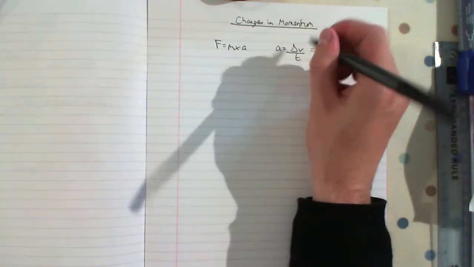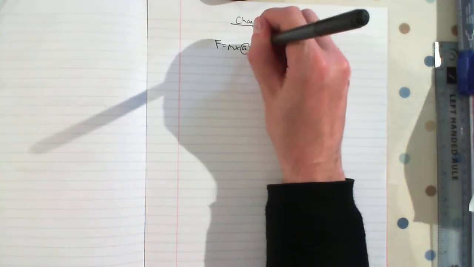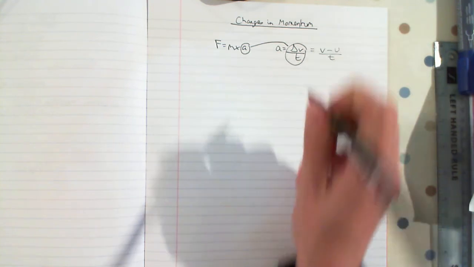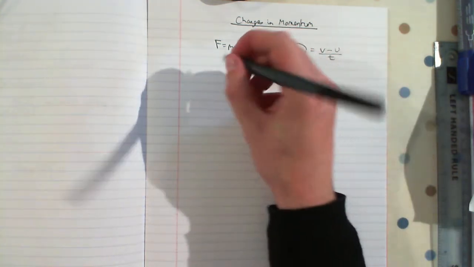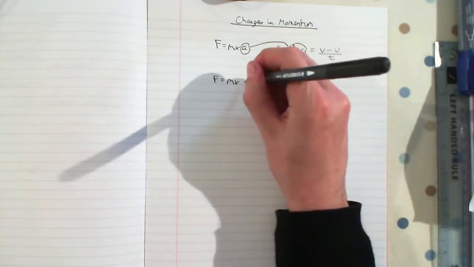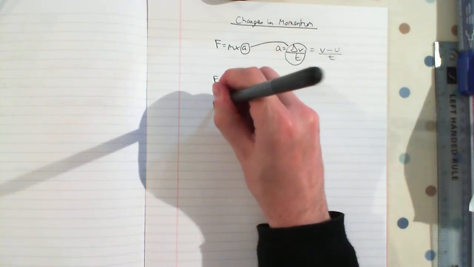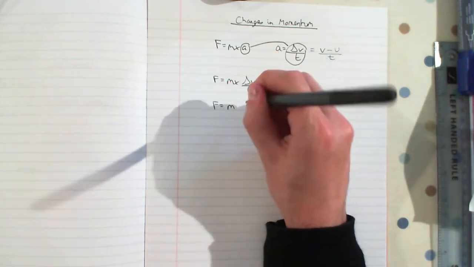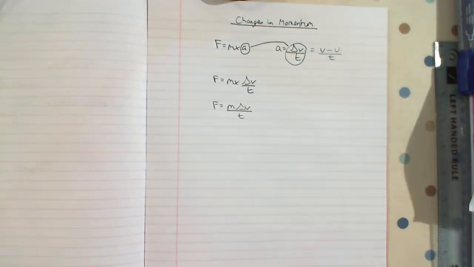And if a is this, we can swap a for this collected term here. So we can rewrite the equation as force equals mass times the change in velocity divided by time, which simplifies to F equals m delta v divided by t.